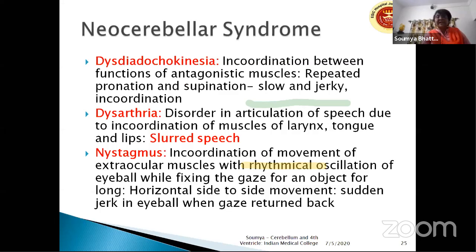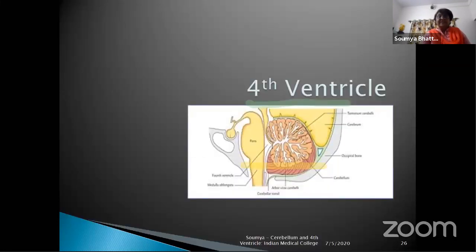Diadochokinesia is a term. You ask the patient to clap. Now you will find that there is a difficulty in pronation and supination. Dysarthria, you ask the name, there will be slurring speech. Nystagmus, the doll's eye movement, the rhythmical oscillation of the eyeball. This is very important. Therefore, when you prepare the question, you will have to read about the neocerebellar syndrome, the features of it.